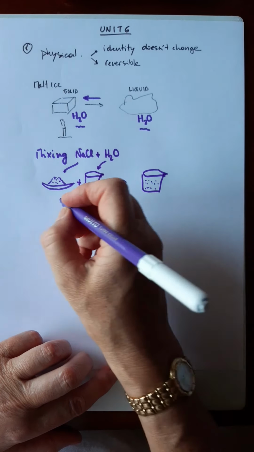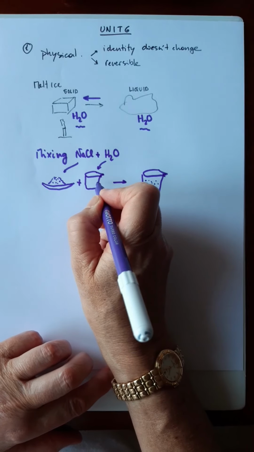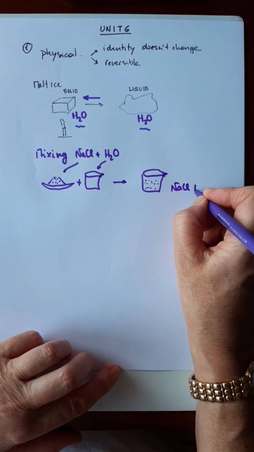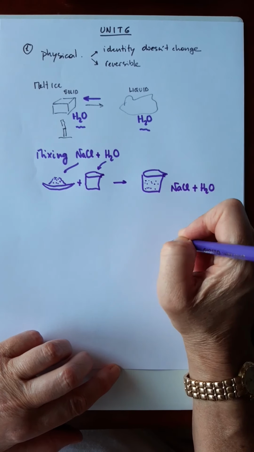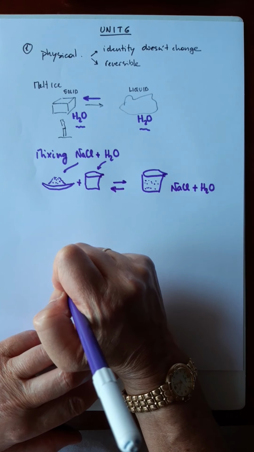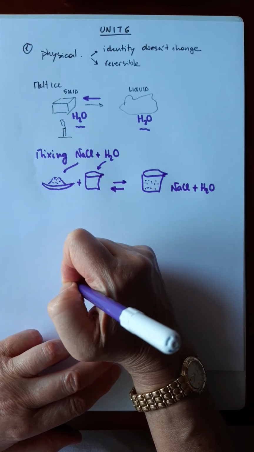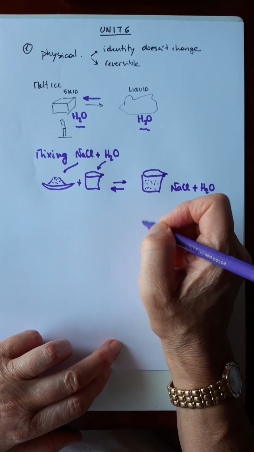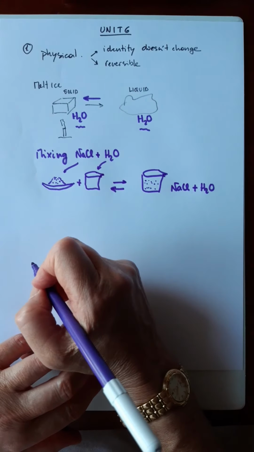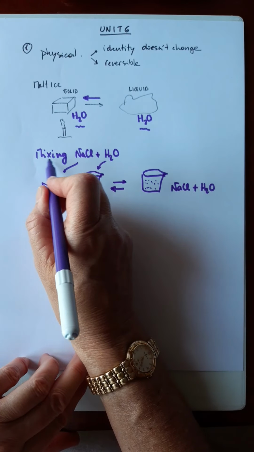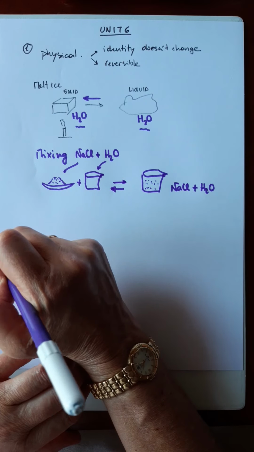Well, in this case, I have these two substances, and in the end, I have also salt and water, and I can go backwards. If I carry out a distillation, for example, or I evaporate the water, I get the salt and the water separately. So mixing is also a physical change.